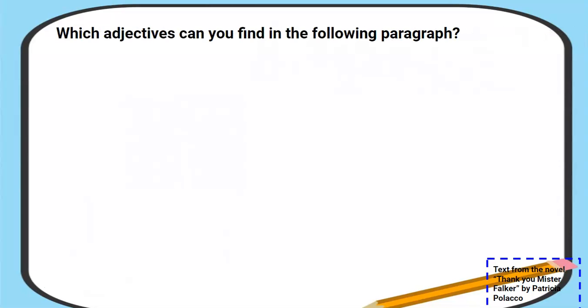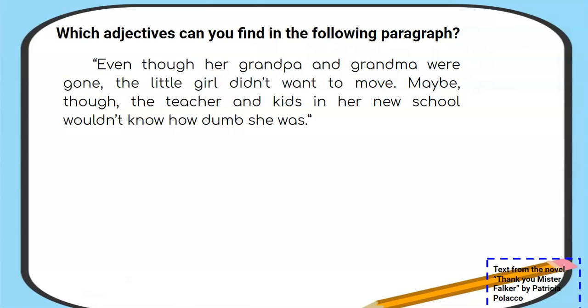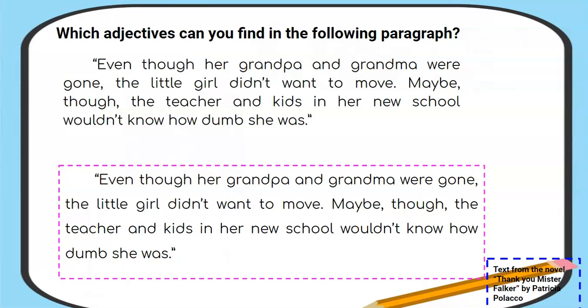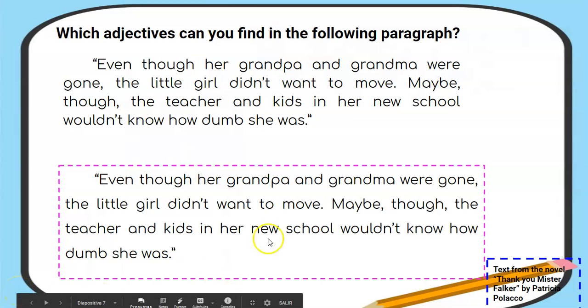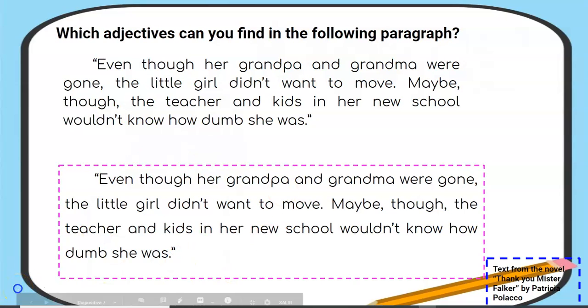Okay, here we have another text from the novel, and let's see if you can identify which are the adjectives in this paragraph. It says, even though her grandpa and grandma were gone, the little girl didn't want to move. Maybe, though, the teacher and kids in her new school wouldn't know how dumb she was. Let's see. Just take a minute for you to see which are the adjectives in this paragraph.